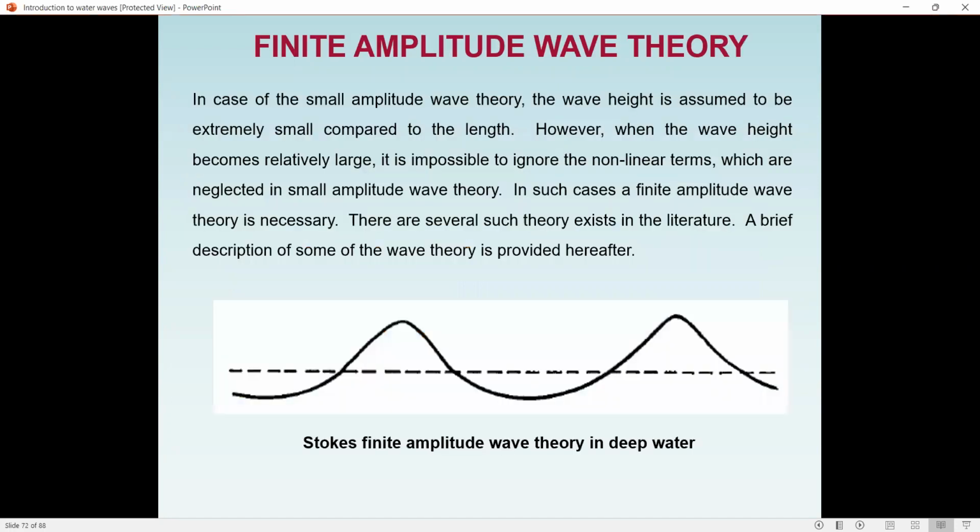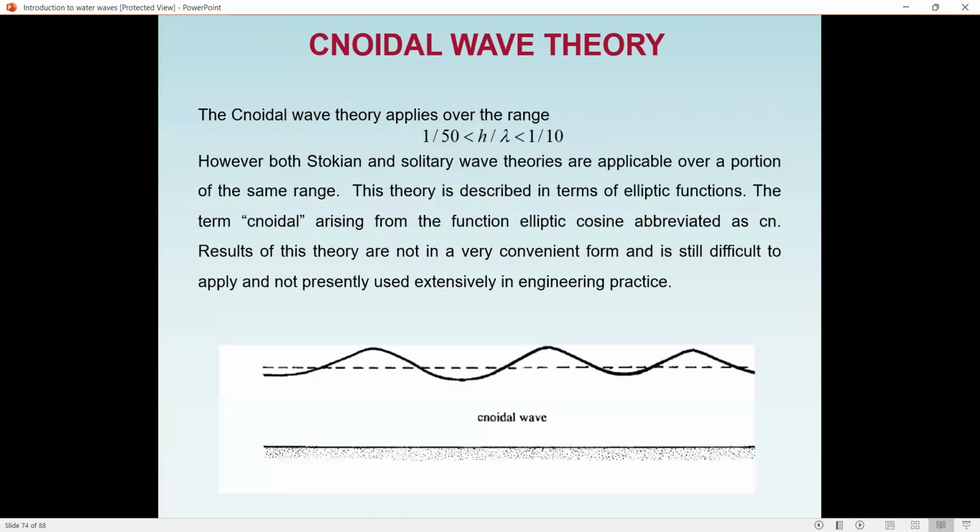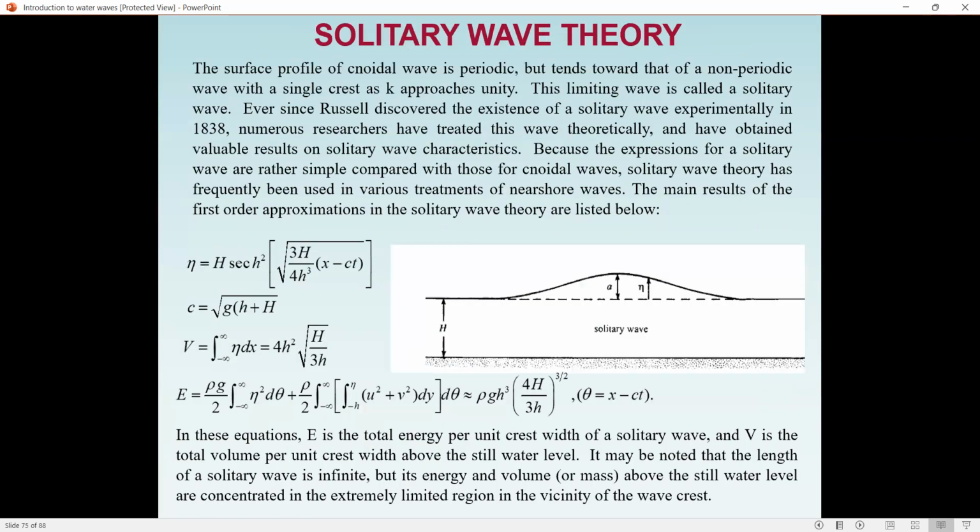This is the way of finite amplitude wave theory. It's not very regular in pattern; it is skewed at the top and flatter at the bottom. And then the trochoidal wave theory, again certain conditions are there for trochoidal wave theory. And then we have the cnoidal wave theory when 1/50 is less than d per lambda is less than 1/10. We have the trochoidal wave theory, cnoidal wave theory, and then we have the solitary waves.